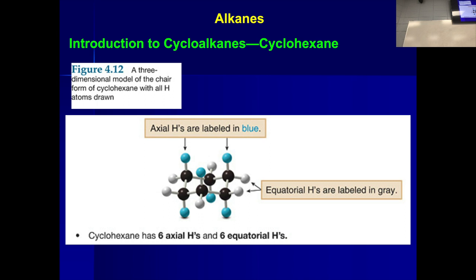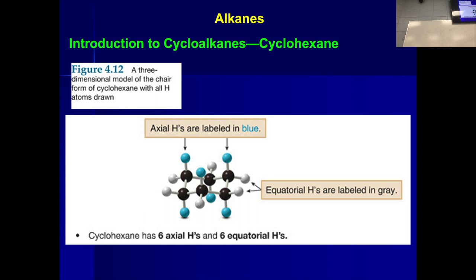Build your model and try to make it flat. Try to make it flat. You made it flat. But what's kind of weird about it? You're starting to see bonds starting to pucker, right? They're not straight anymore. You feel like it just doesn't really want to fit that way. In fact, if I push on it just a little bit, it'll pop back into this structure. This is the structure that it likes to be in. This is called chair cyclohexane.